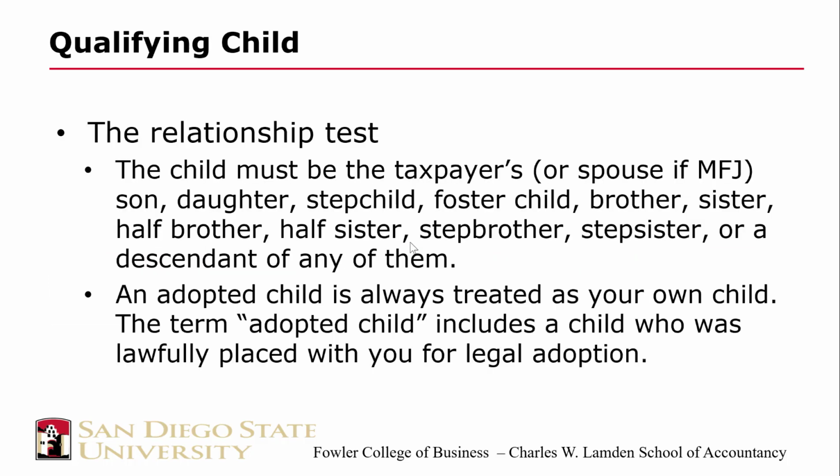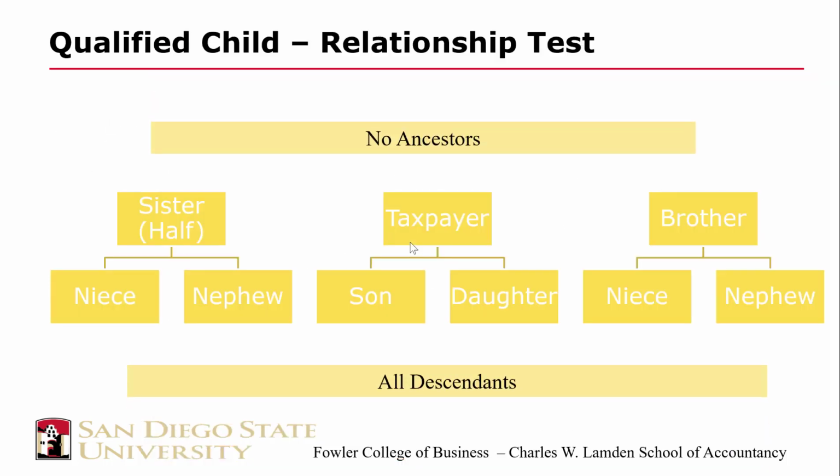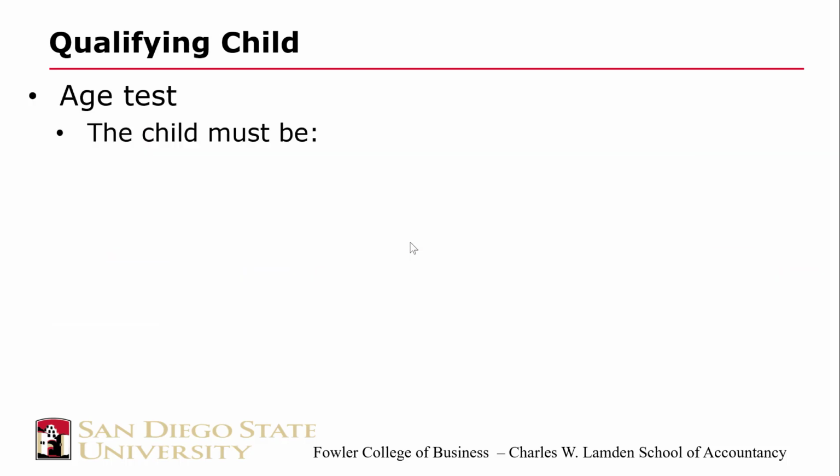Notice that it doesn't include ancestors. So you can't claim your parents, for example, as a qualifying child. So you can't claim your brother's parent, which is arguably yours, but your half-brother's parent, right? No ancestors qualify. So as a result, we never work our way up the chain. We only work our way down the chain for a qualified child.